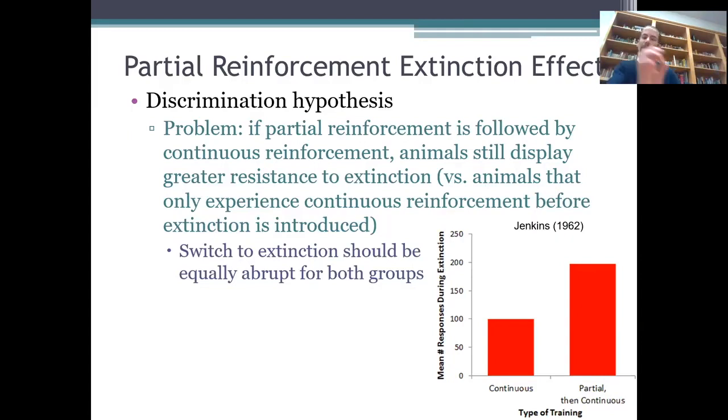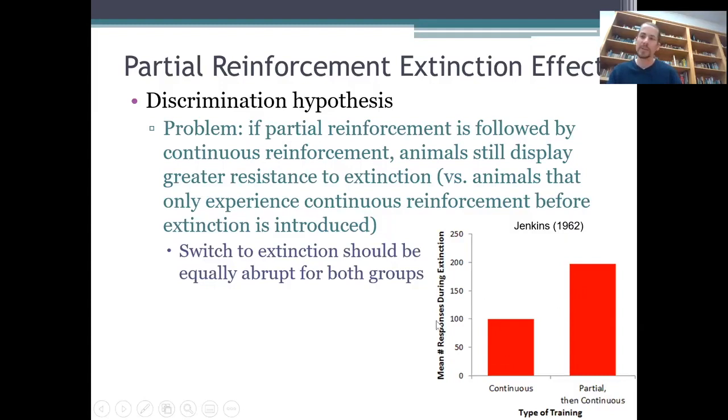Okay. So guys, the important thing there is that extinction was introduced immediately following continuous reinforcement for both groups. So they both experienced the same abrupt transition from continuous reinforcement to extinction. In other words, the switch to extinction should have been equally noticeable for both groups of pigeons. However, as you can see in the graph here, the ones that initially experienced partial reinforcement went on to show much greater resistance to extinction.